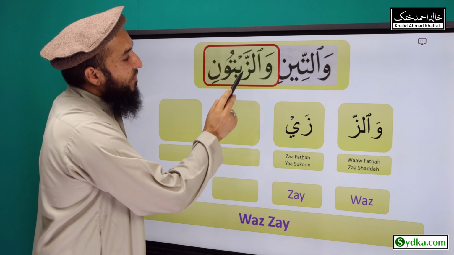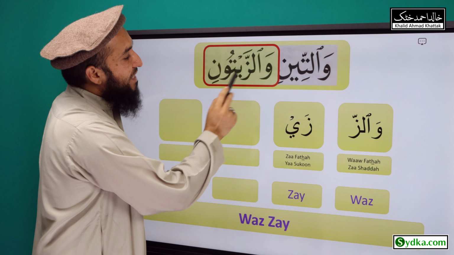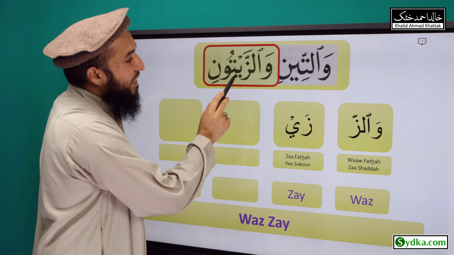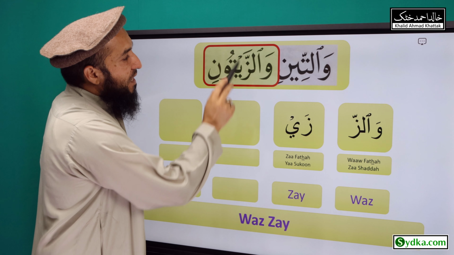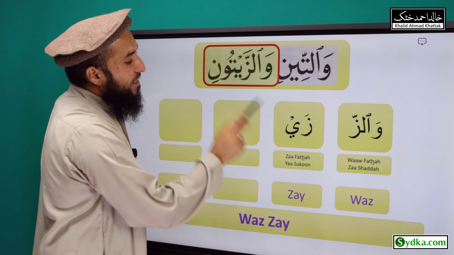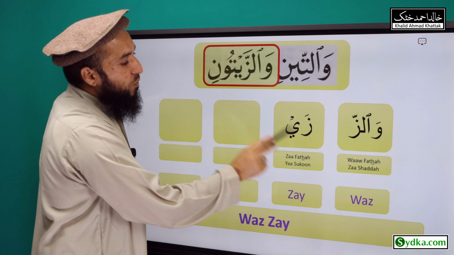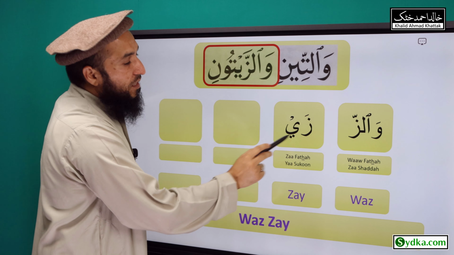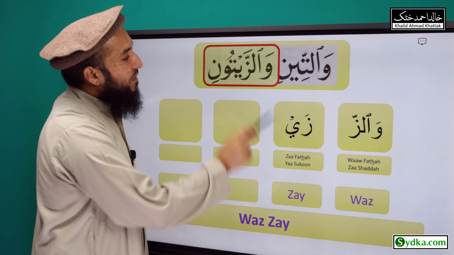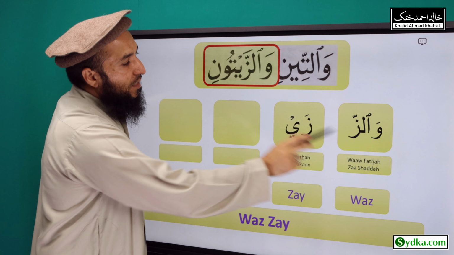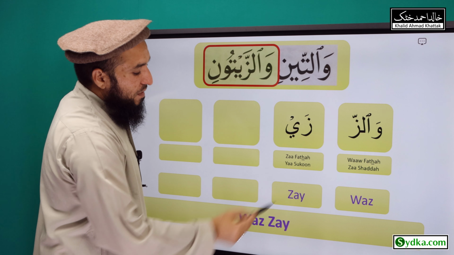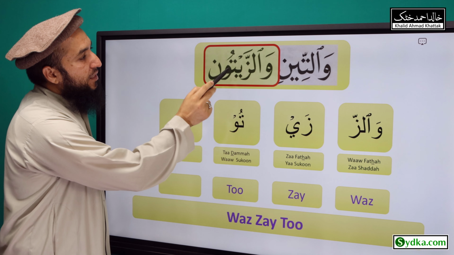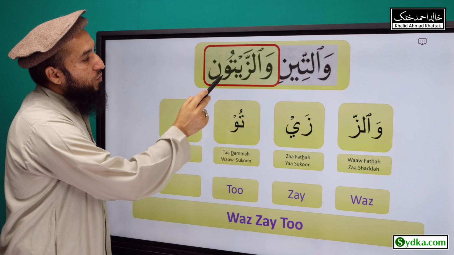The next syllable we have is za fatha ya sakoon zay. Za is a light letter, it has fatha on top of it, it is followed by ya. Ya has a sakoon. Za fatha ya sakoon zay. Combining these two syllables together, we have wazzay.